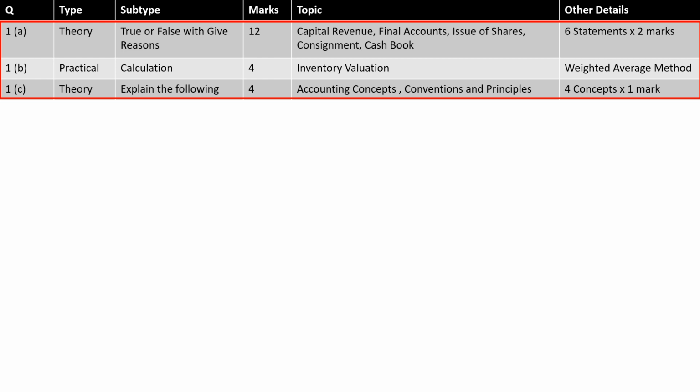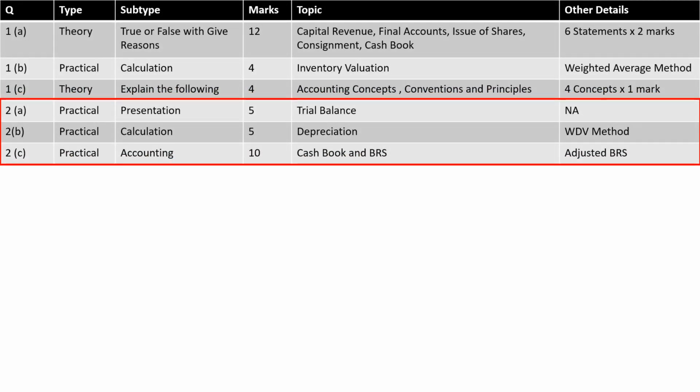So here you can see capital revenue, issue of shares, consignment, cash book, final accounts, accounting concept, conventions and principles are the topics which were considered important by the institute for the purpose of your almost 16 marks of theory. So here you can get to know the weightage of theory and practical. There is one more question in the end where institute has put theory. Rest of the paper was all practical questions.